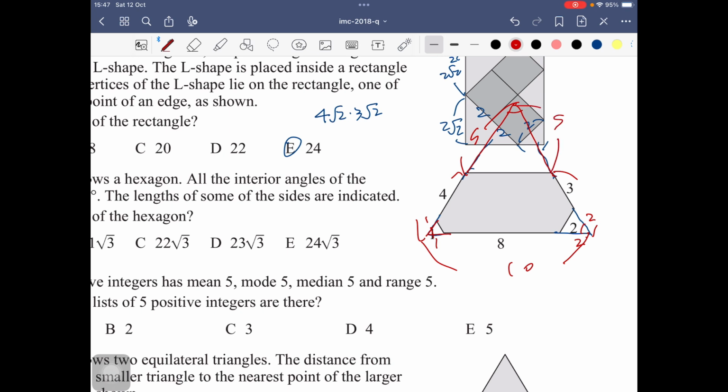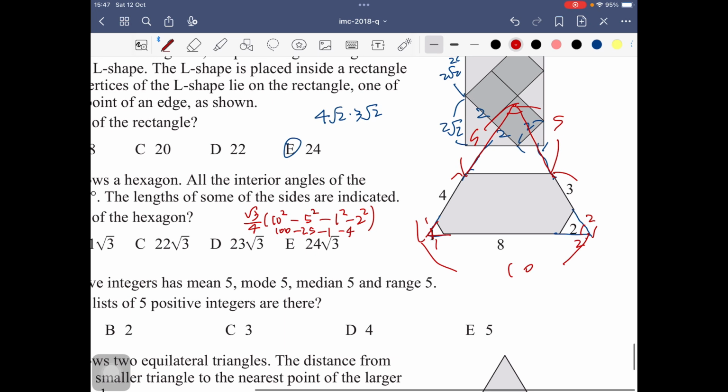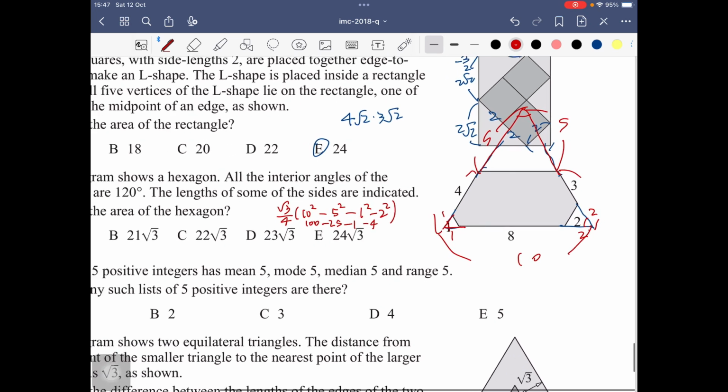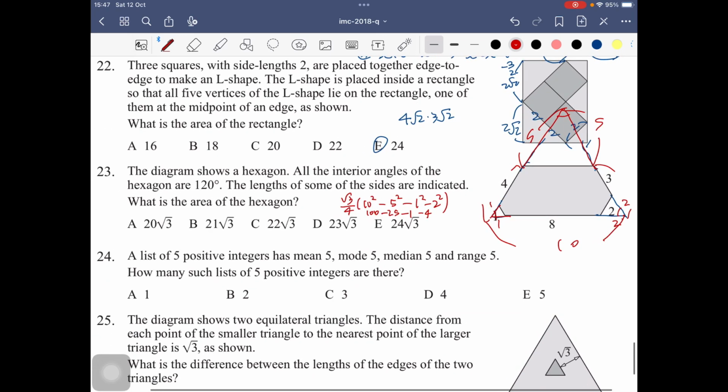So in this case, we can find the largest equilateral triangle and subtract these 3 smaller ones. Then we know the formula, square root of 3 over 4, a squared: 10 squared, minus 5 squared, minus 1 squared, minus 2 squared. So 125, 1, 4, 30, which means 70. So square root of 3 over 4 times 70. Oh, there's no answer. Wait.